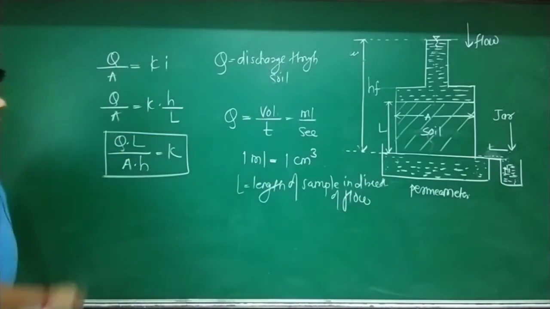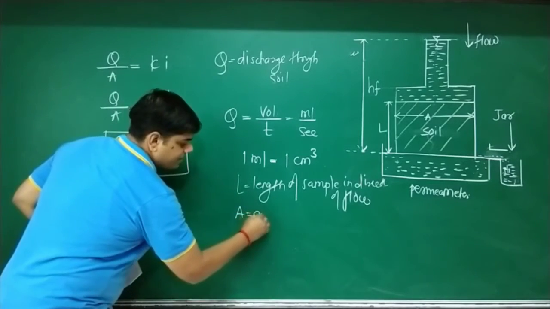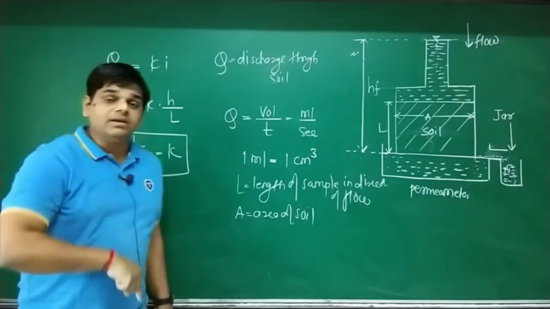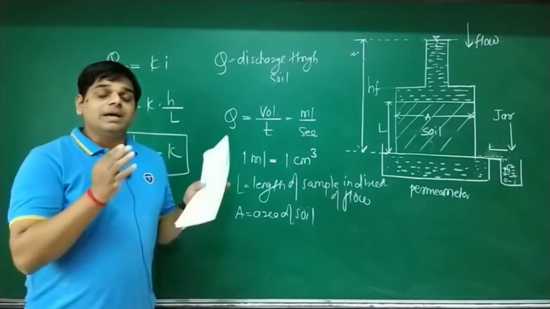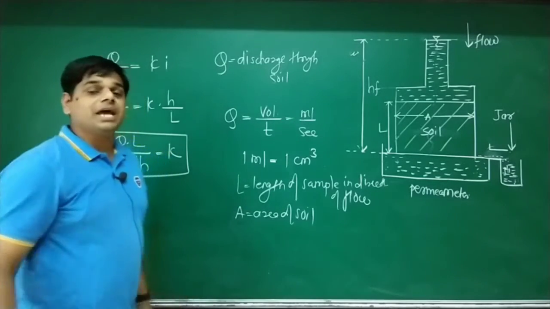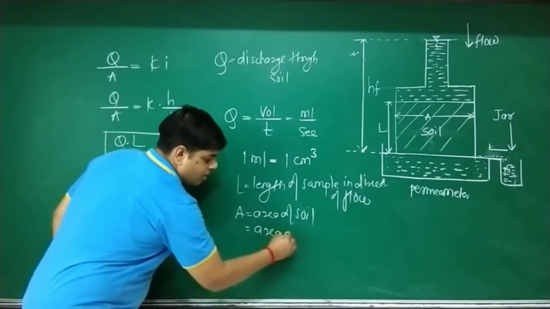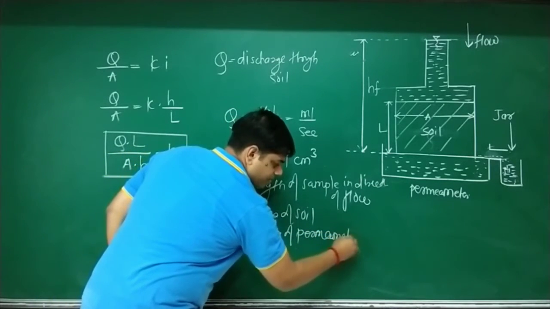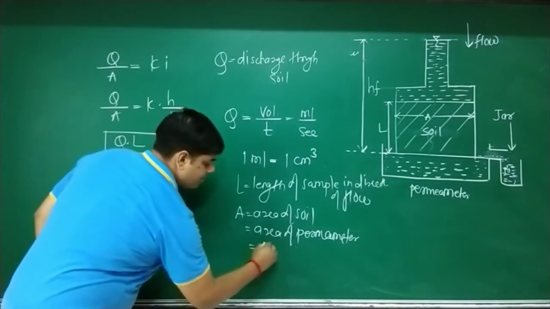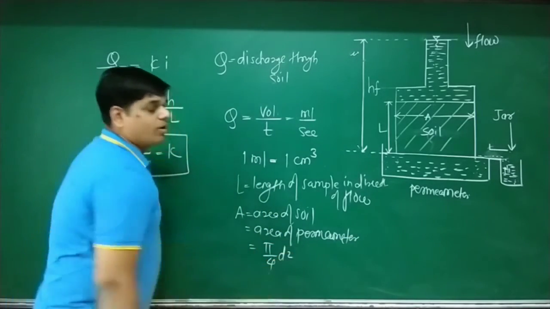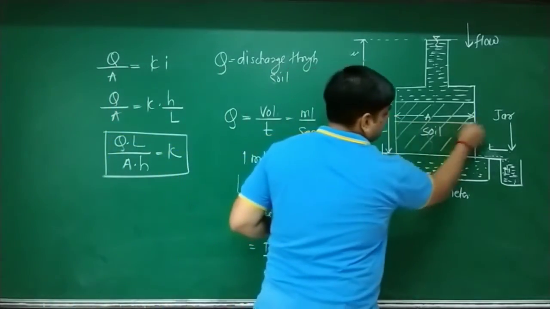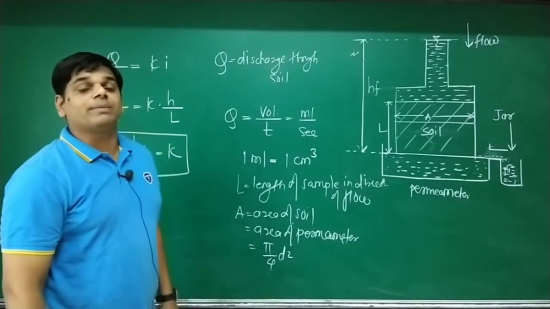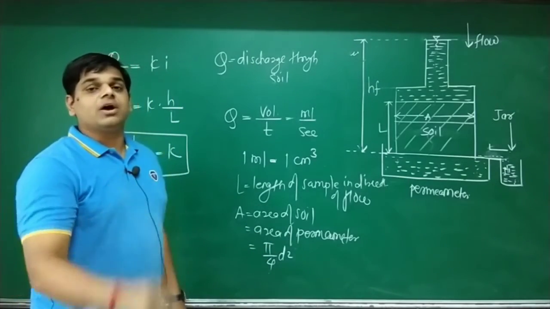Now next term A. What is A? Area of soil. But remember, soil is filled in a permeameter. So area of permeameter is nothing but area of soil. The permeameter is a device. What is its area? Pi by 4 d square, where d is the diameter of that permeameter. Measure the diameter and use pi by 4 d square, and you will get the area of the permeameter. That area is nothing but the area of soil.